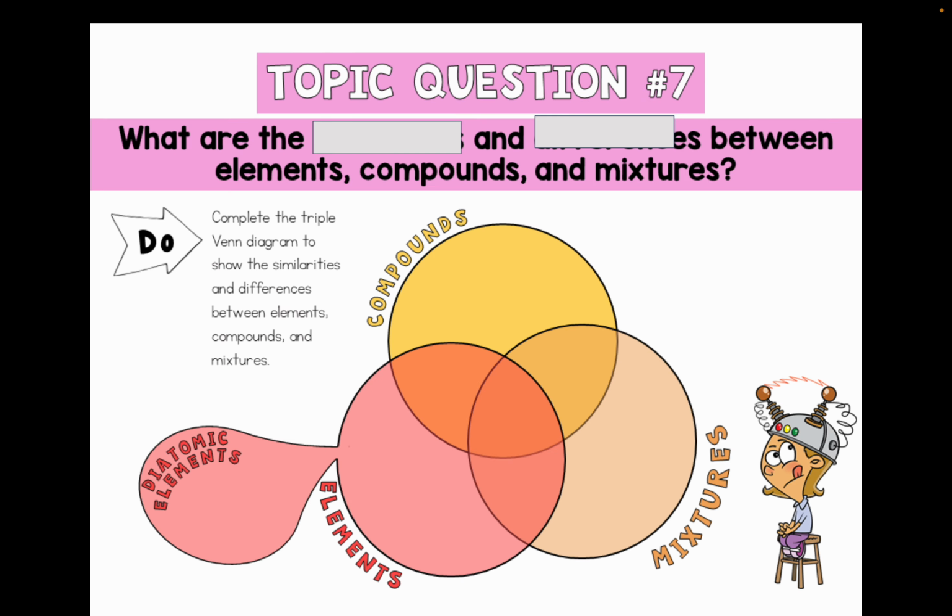Topic question 7. Again, you just need to fill out the topic question. We'll go ahead and complete this Venn diagram together in class, okay? But we're going to be thinking about what are the similarities and the differences between elements, compounds, and mixtures. So just like we did with our states of matter, how are compounds distinct, different from mixtures, and then what do they have in common? How are elements and compounds distinct? How are they different? But then what do they have in common? Okay, so we'll do that together in class.